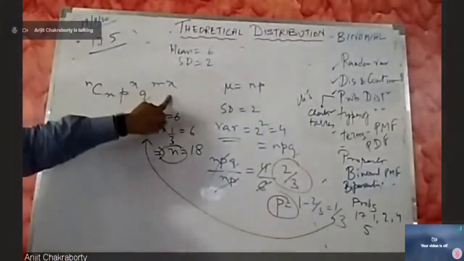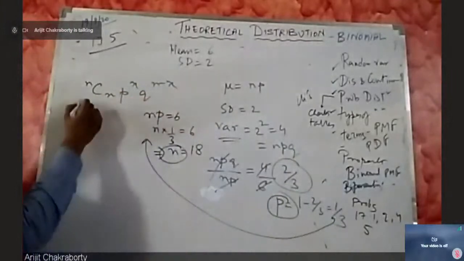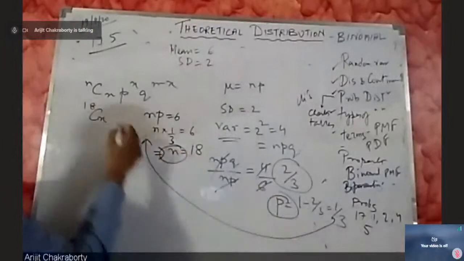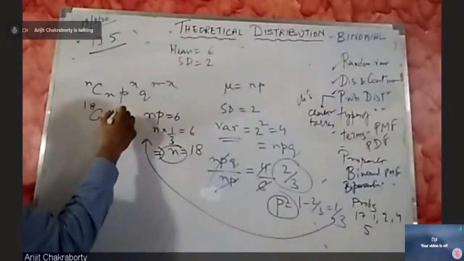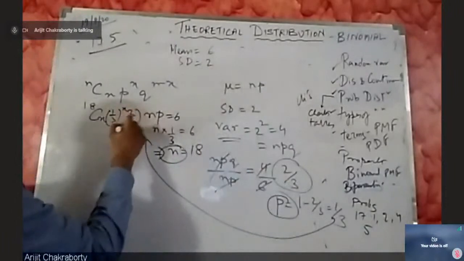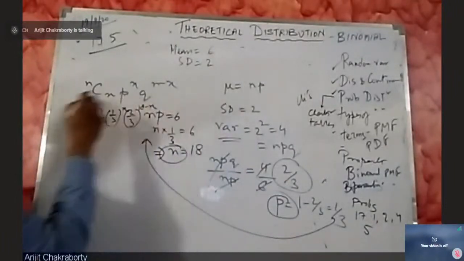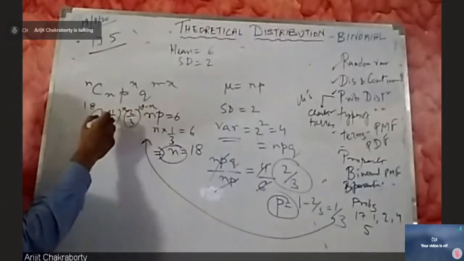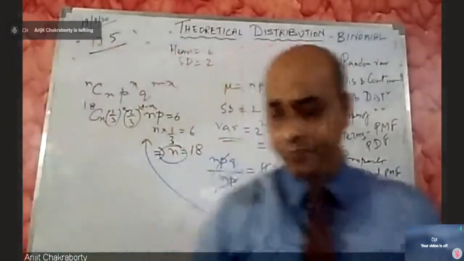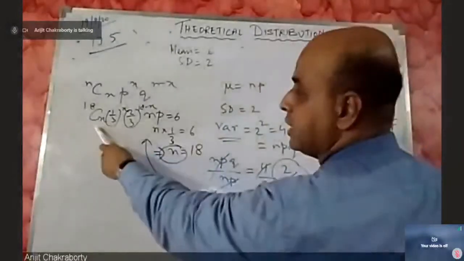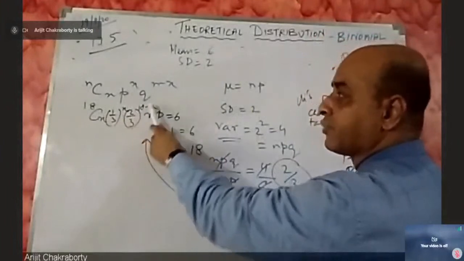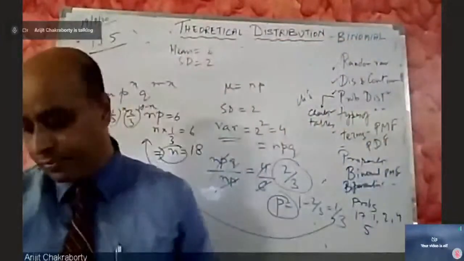So, the probability mass function here we will write 18Cx, p is 1 by 3, so 1 by 3 to the power x and 2 by 3 to the power 18 minus x. nCx p^x q to the power n minus x, and n is 18. So this is the answer: 18Cx, 1 by 3 to the power x multiplied by 2 by 3 to the power 18 minus x.